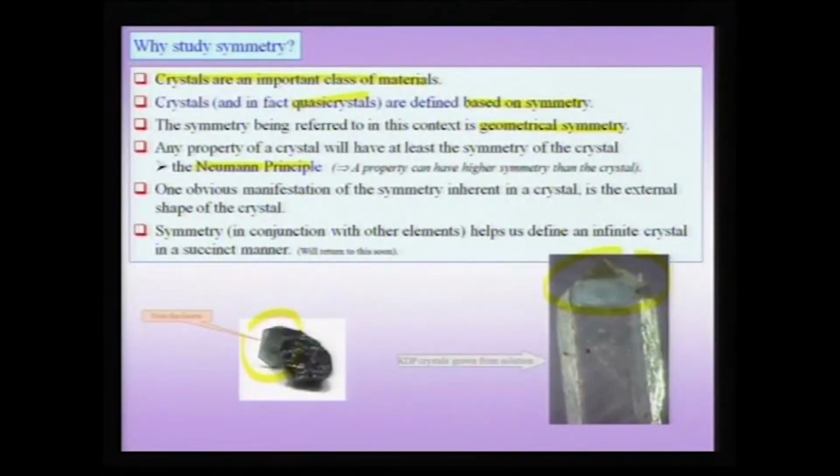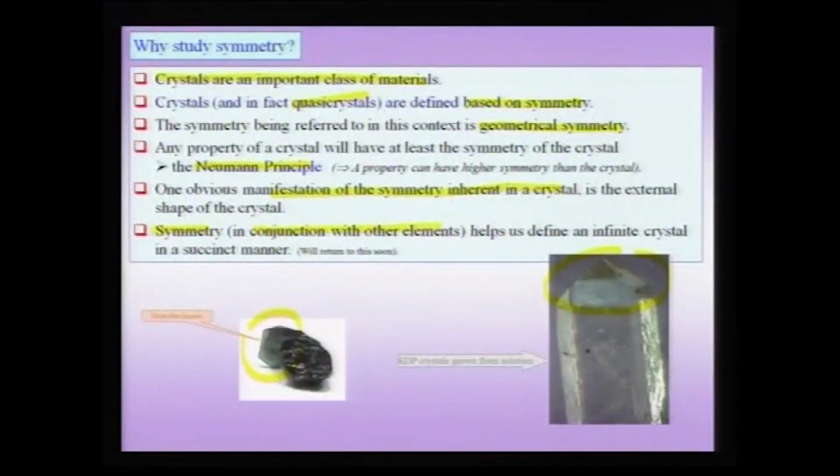And as we have seen from the example of the crystal which is shown below, one of the obvious manifestations of symmetry inherent in a crystal is the external shape of the crystal. And that is why when we want to describe a crystal, the best language is the language of symmetry, which is the crux or the core of the language of crystallography. Symmetry, in conjunction with other elements, helps us define an infinite crystal in a very succinct or terse manner, and that is one of the reasons why we take up crystallography, which is centered around the concept of symmetry.